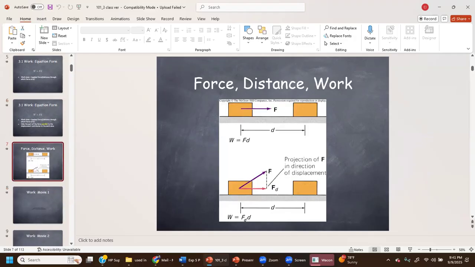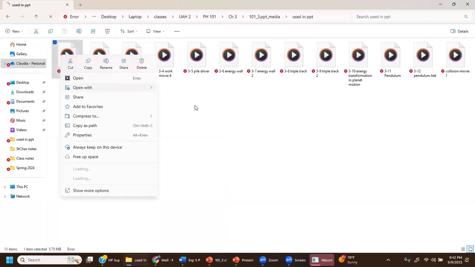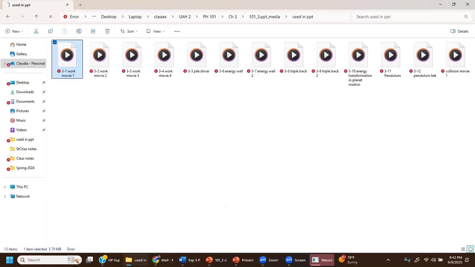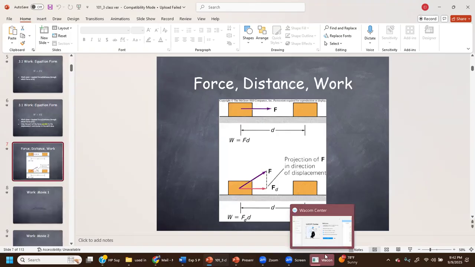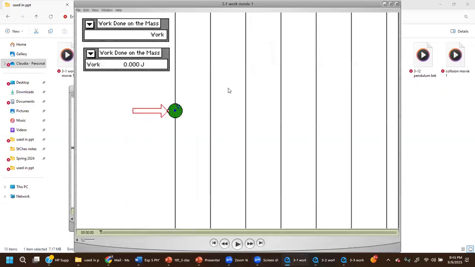So, for instance, let me go ahead and play our first movie. All right, we got the movie going on. So here's our first one. We said that the force equals your mass times the acceleration. So right now we have a low mass. This is your little green ball going on over here. We have a force behind it.